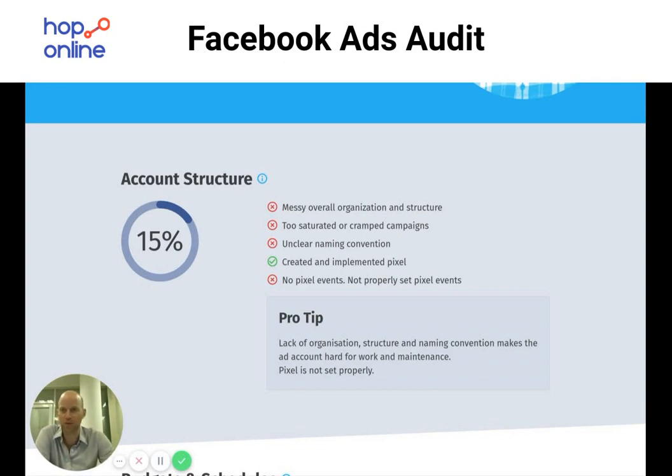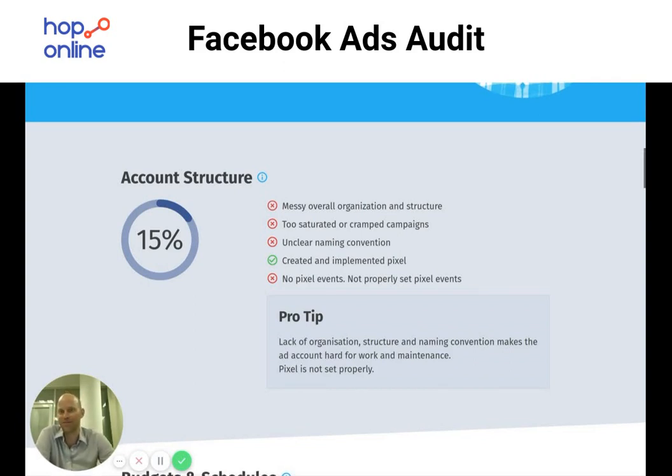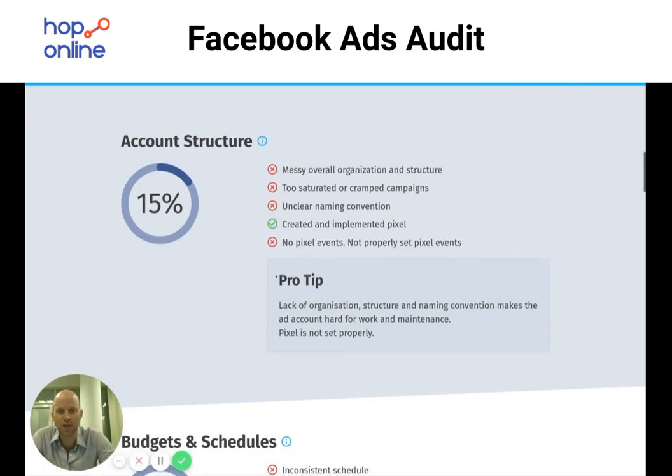The first category is the account structure. I think an effective account structure is really necessary in order to scale a successful account, so it's important to get that set up right at the beginning. You also notice that in each section we have a pro tip here where our auditor is describing what they see and how we can improve in this particular area.